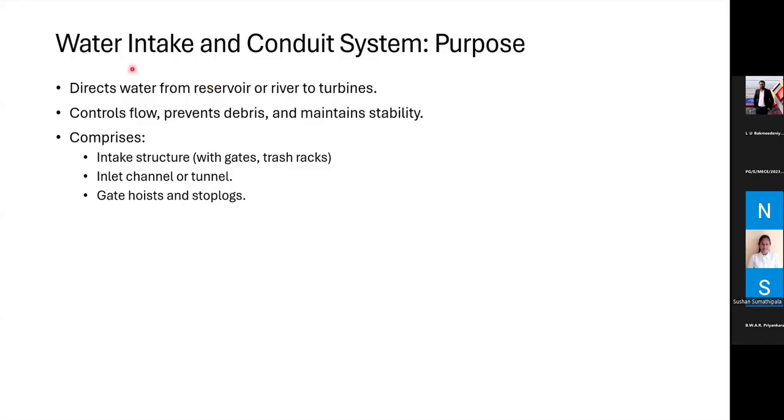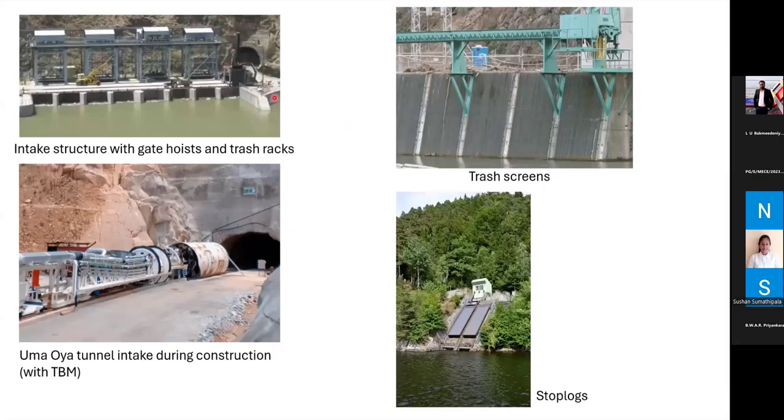In this scheme, we have the water intake and the conduit system. The main purpose is to direct the water from the reservoir or rivers into the turbine, and it controls the flow, prevents debris, and maintains stability in this structure and water flow. It comprises an intake structure with gates and trash racks, inlet channel, tunnels, gateways and stop logs.